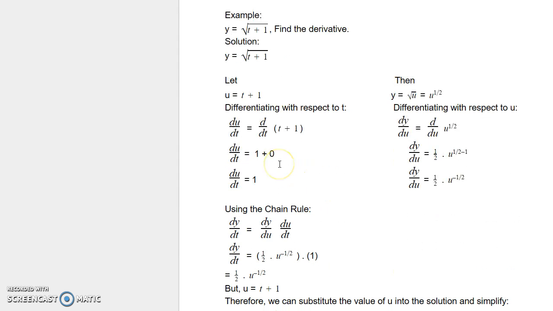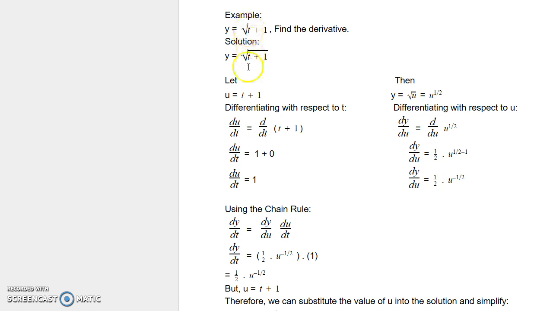Let's say this time we have a function y is equal to the square root of t plus 1. We want to find the derivative of this complex function. We want to identify the inside function and we want to identify the outside function, and then differentiate them separately, use the chain rule, and then simplify the problem, and then arrive at our solution. Let us see how we can do that.